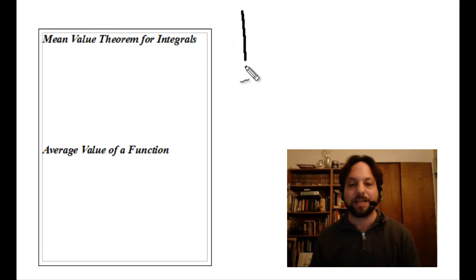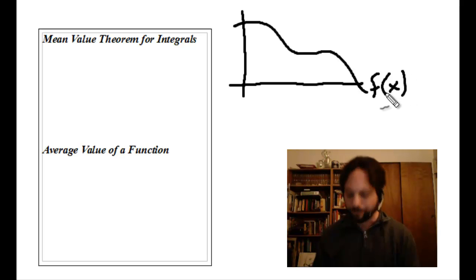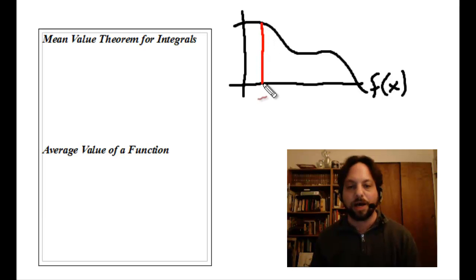Now, to begin this, let me go ahead and draw some random function here. And again, this will look similar to our last random function. I'm going to call it f of x. I just love the way this function looks. It covers everything. It's beautiful. So, the average value of a function. Let's say I want to know the average value of this function between this value a and this value b.